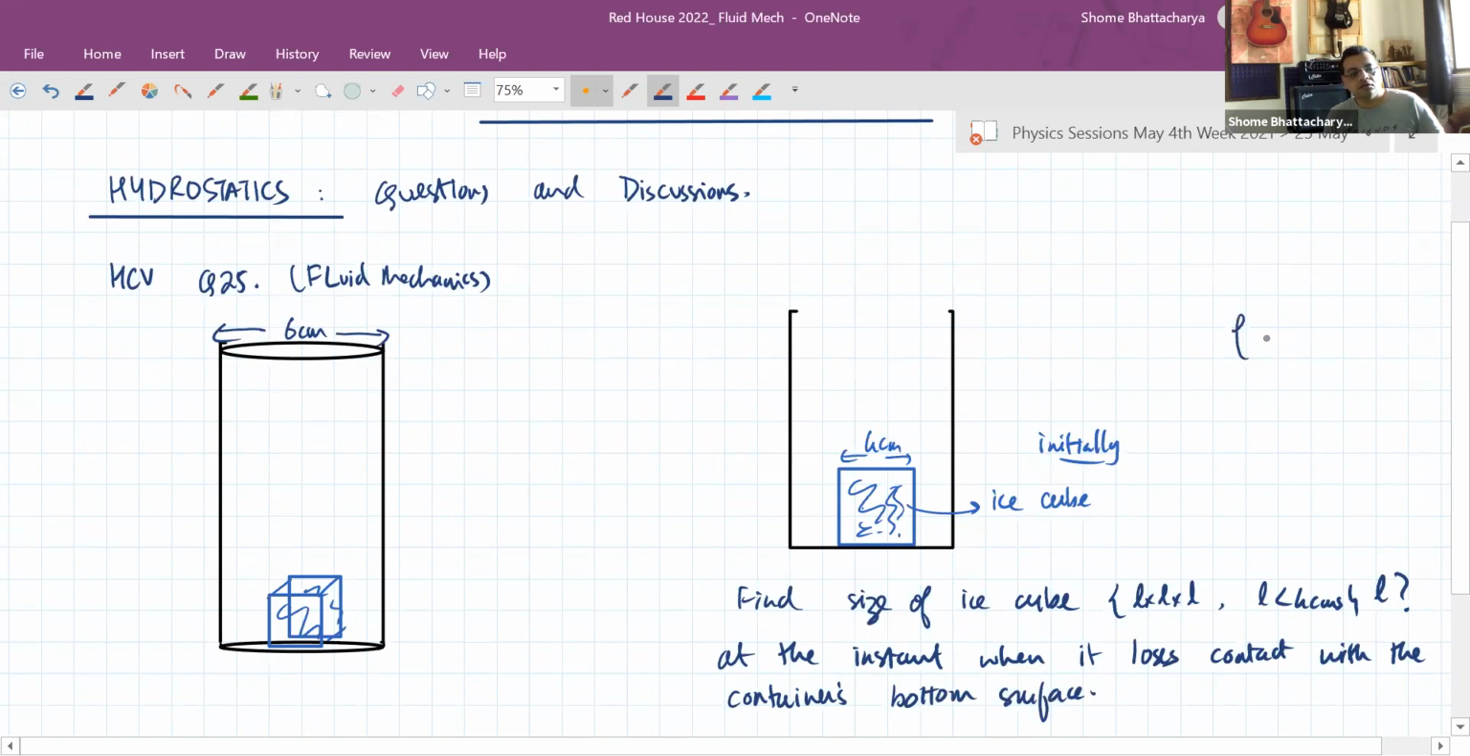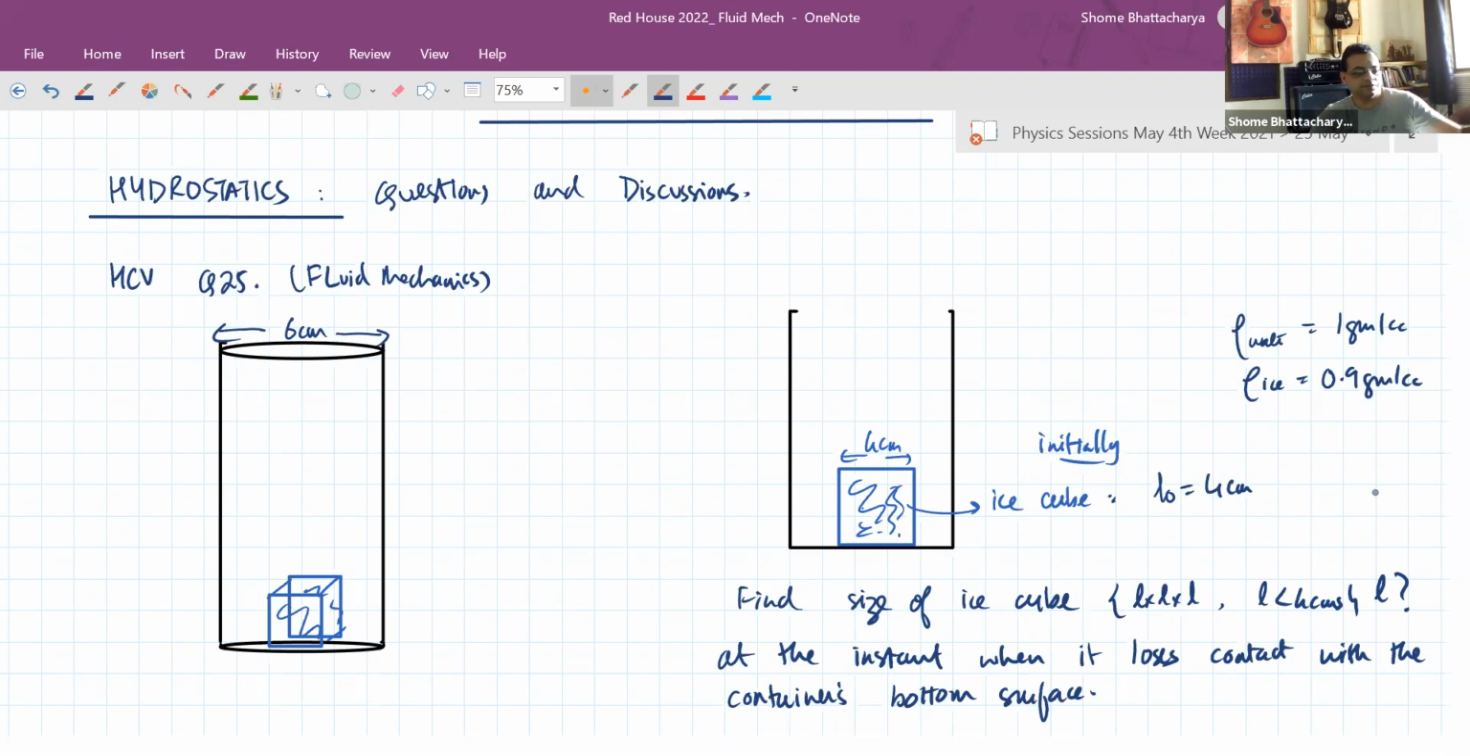Use the standard values that density of water is 1 gram per cc, whereas density of ice is 0.9 gram per cc. The diameter of the cylindrical vessel is 6 centimeters, and the initial dimension of the cube is 4 centimeters by 4 centimeters by 4 centimeters. Assume that the cube melts uniformly from all the 6 faces, so it remains cubical in shape.